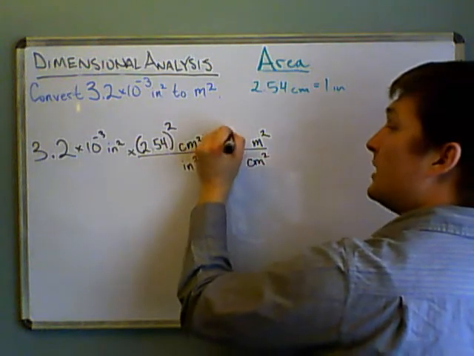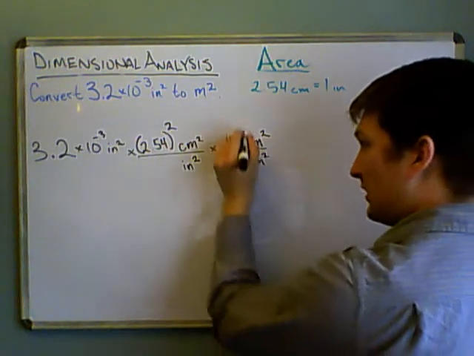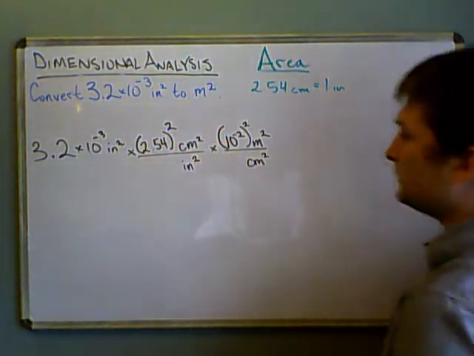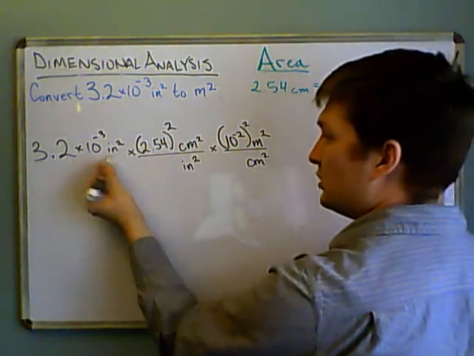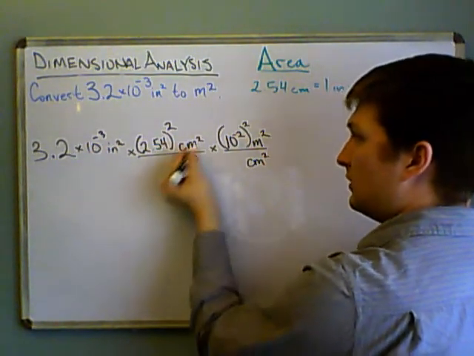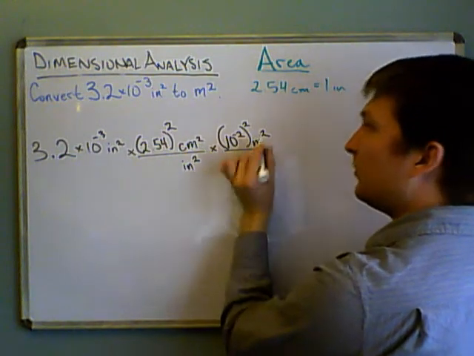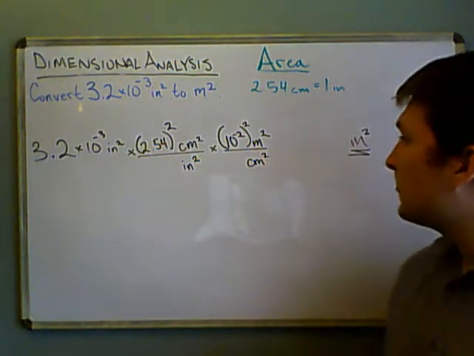Normally we would just write 10 to the negative 2 right here, but since we're squaring this, of course, we have to square that as well. And that should be it. Let's check. We have square inches and square inches, square centimeters and square centimeters, square meters, and that's where we wanted to end up, was square meters.